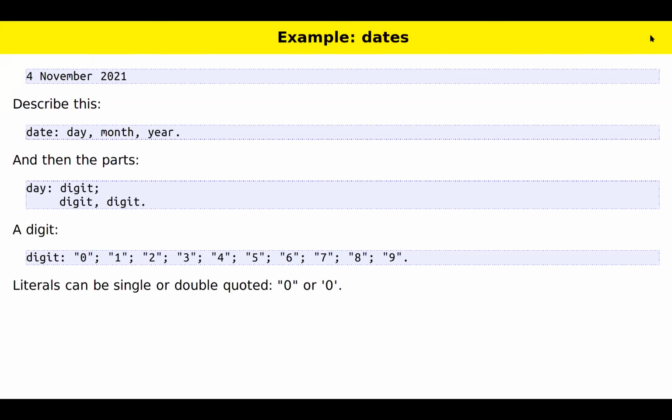So I'm going to describe this in ixml. I say a date is a day followed by a month followed by a year, whatever those three things are. Now I have to describe those three things. So a day, for instance, is a digit, or, that semicolon means or, a digit followed by another digit. So in other words, a day can either be one digit or two digits. A digit itself can be 0 or 1 or up to 9. You can use single or double quote literals, they both work.